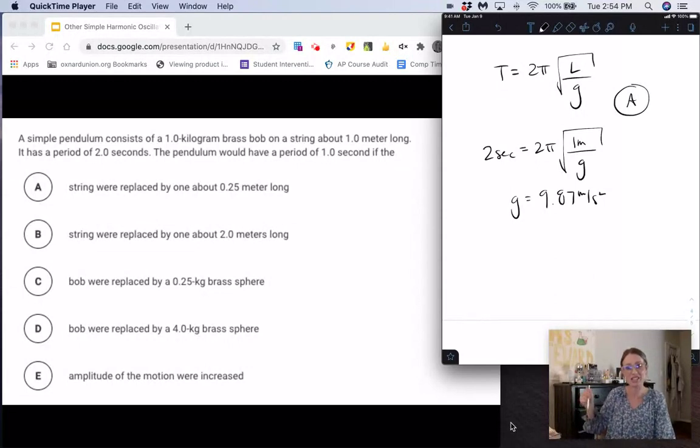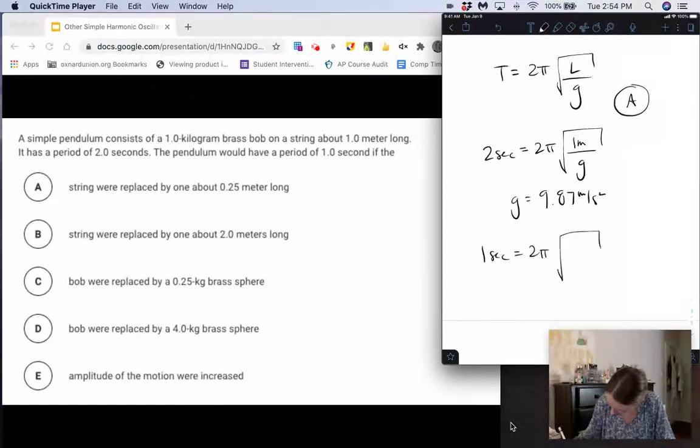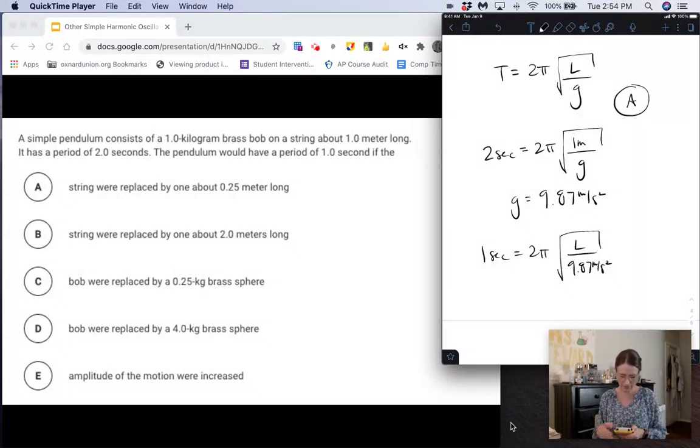Now we can use this acceleration of gravity in our equation once more, but now use our new period to find our new length. The new period is 1 second. That's equal to 2 pi times the square root of the length over 9.87 meters per second squared. So 1 divided by 2 times pi, squared, and then multiplied by 9.87. And so for length, I end up getting 0.25 meters for my answer. So it is letter A.